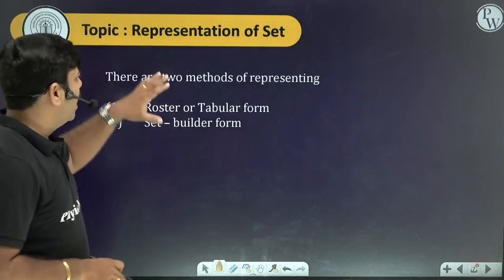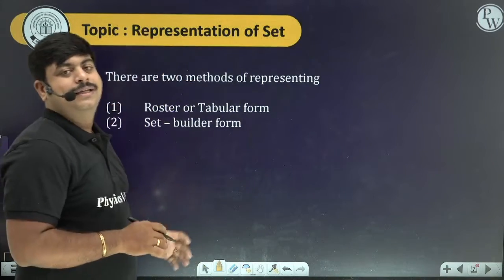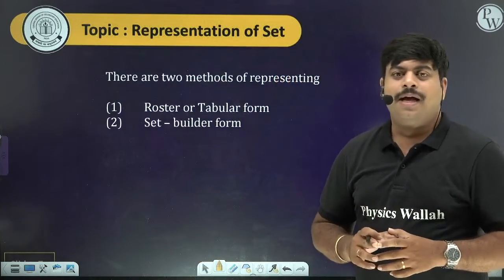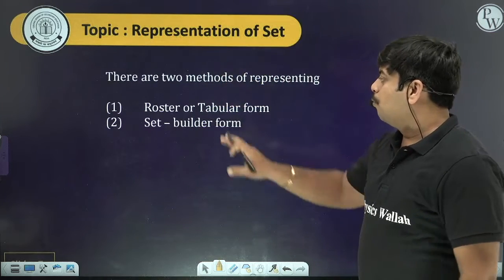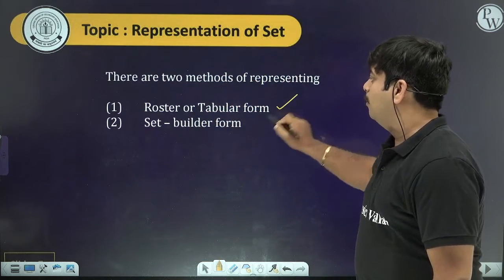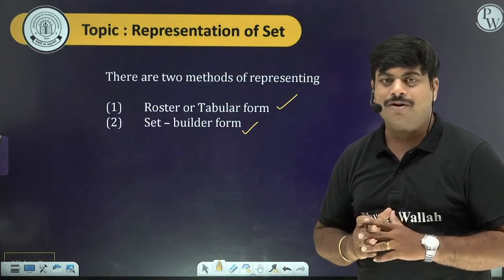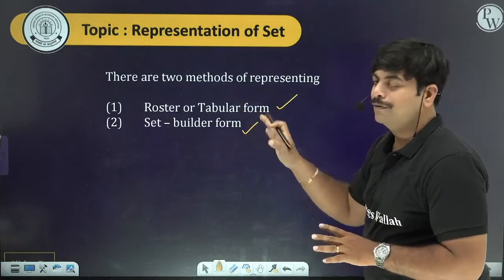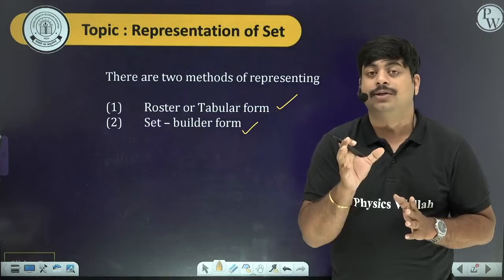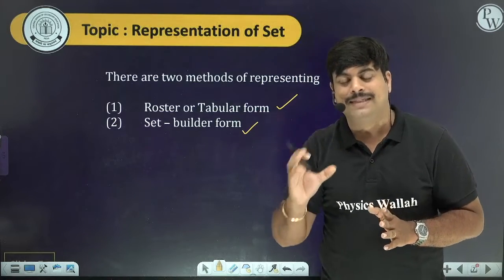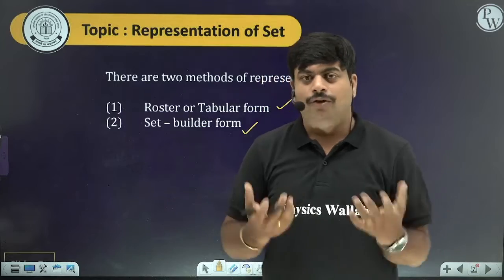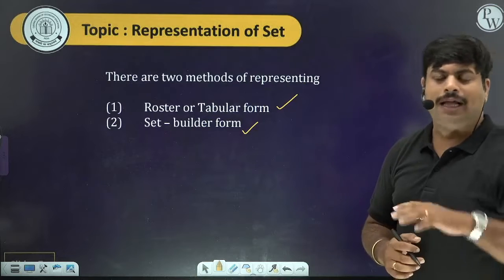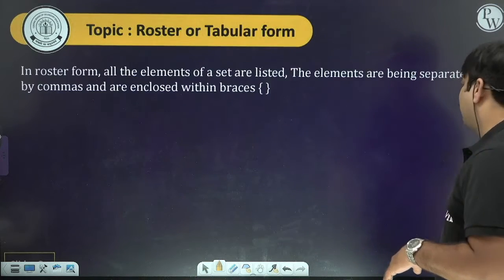Now we are going to see the representation of a set, how to represent a set. There are two methods of representing. One is the roster form, or tabular form. The next one is the set builder form. These are two different methods of representing a set. We got the final answer and we want to represent it in some manner. There are one or two other methods also, which we are not going to cover. These are the two main methods.